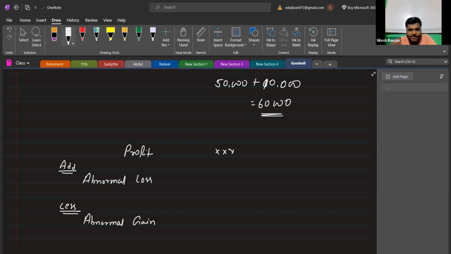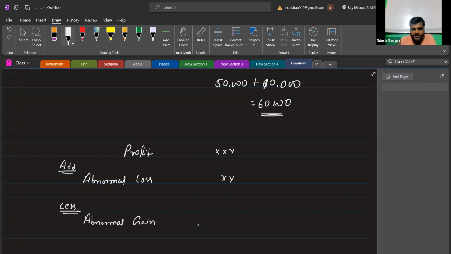What is your confusion? Maybe I was not able to justify why we are adding abnormal loss. Actually, abnormal loss is already deducted from the profit, and we have to eliminate the effect of abnormal loss from the profit. If an item is already deducted and we have to eliminate its effect, what will we do? We add it. Yes, that's why we are adding this. Okay, sir, I understood now. Same with the abnormal gain, we are deducting it because it is already added.